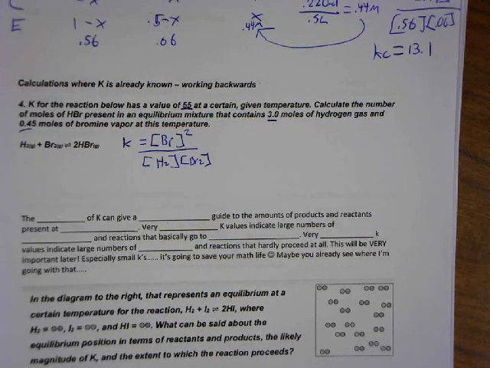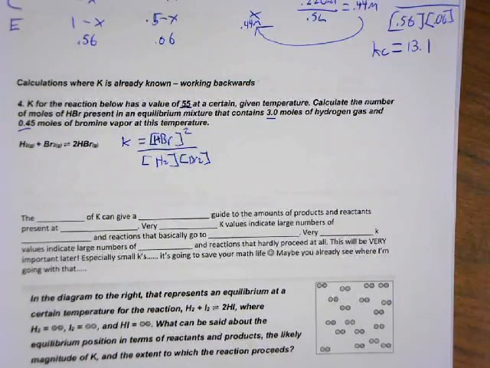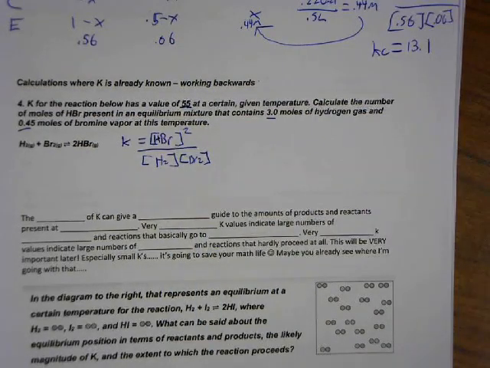Did you remember, number 1, products over reactants? Did you square it? You have to remember that the coefficient becomes the exponent. That should say HBr. Got it.